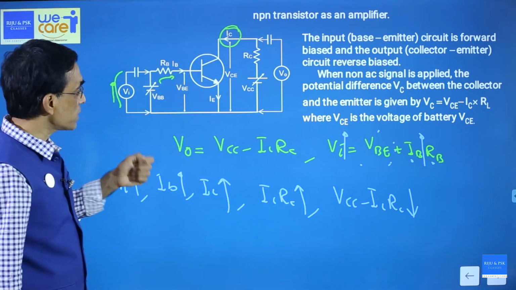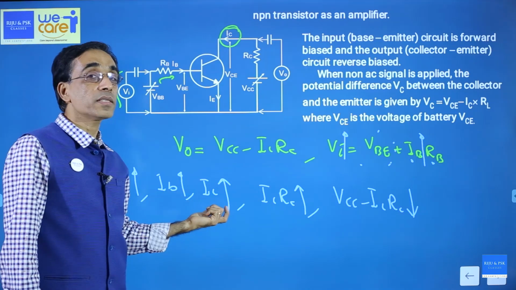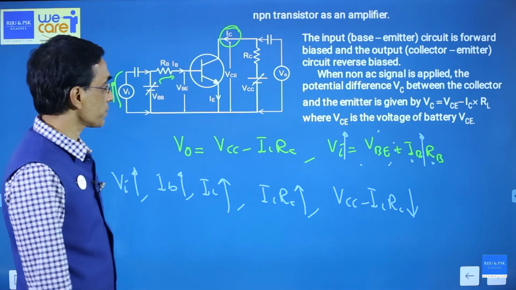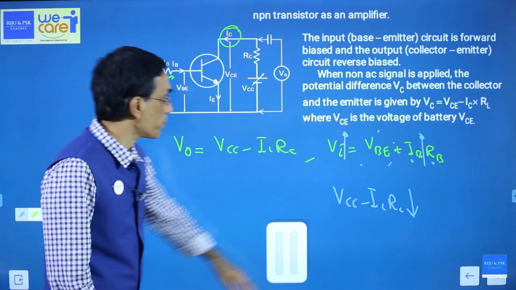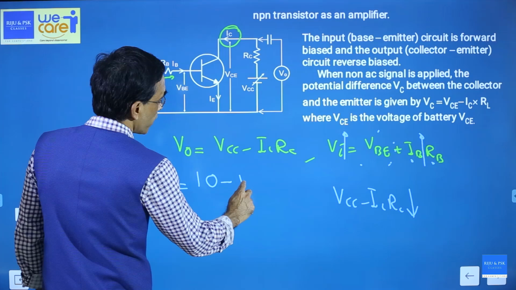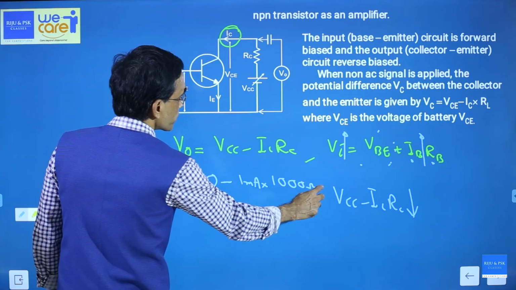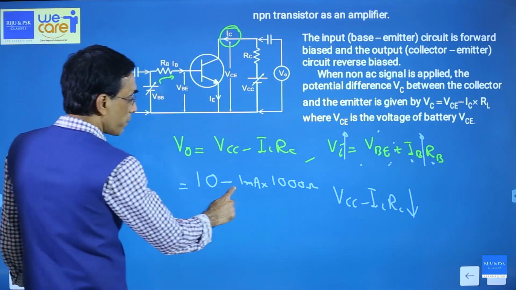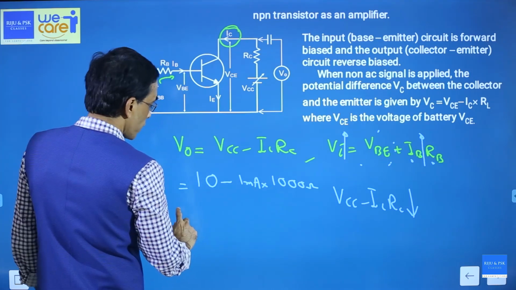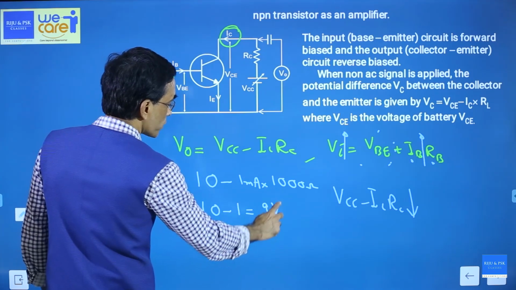Now, when the base current increases, you go to the output characteristic, you can see that there is a large change in the collector current. When collector current increases, what will happen here? Assume that VCC is 10 volt minus IC is 1 milliampere into RC is 1000. So 10 minus 1 milliampere, 1 milliampere is 10 raised to minus 3. 10 raised to minus 3 into 1000 will give you 1. So this will give you 10 minus 1, which is equal to 9 volt.